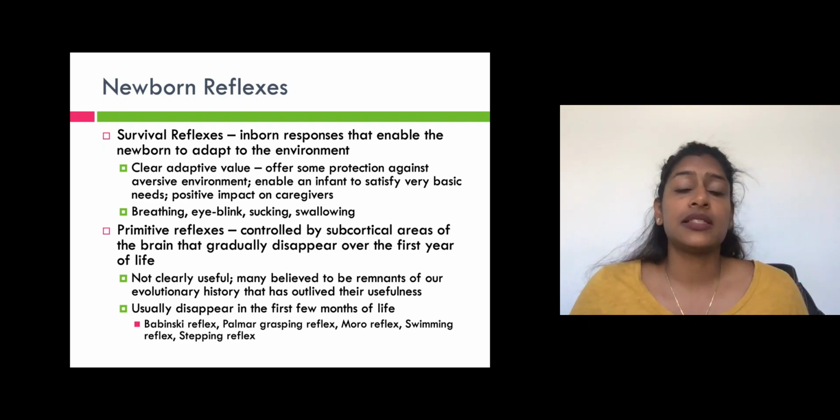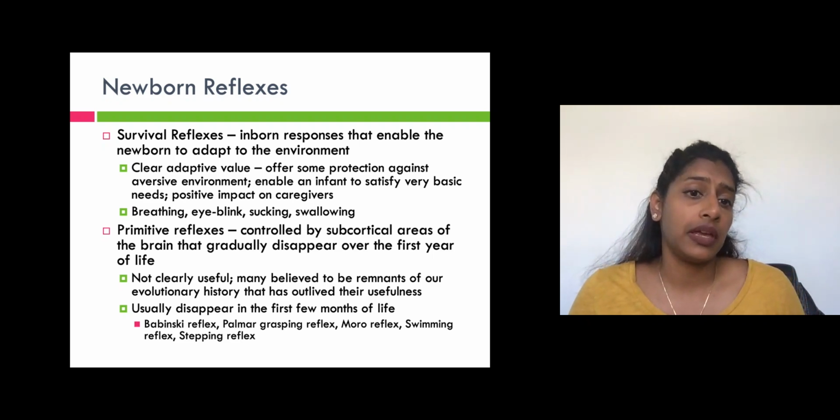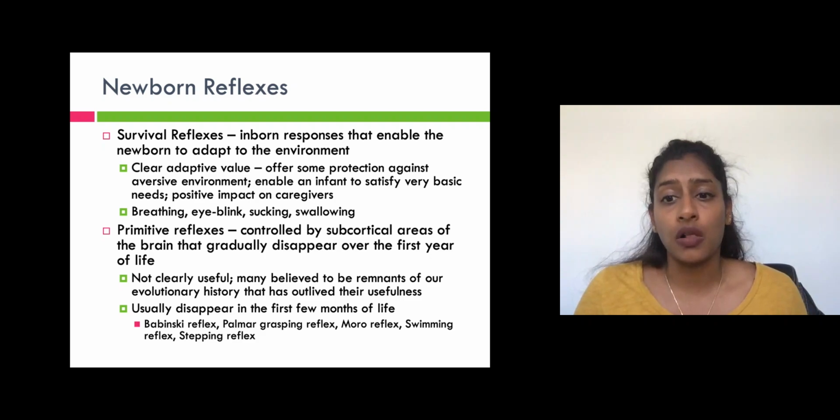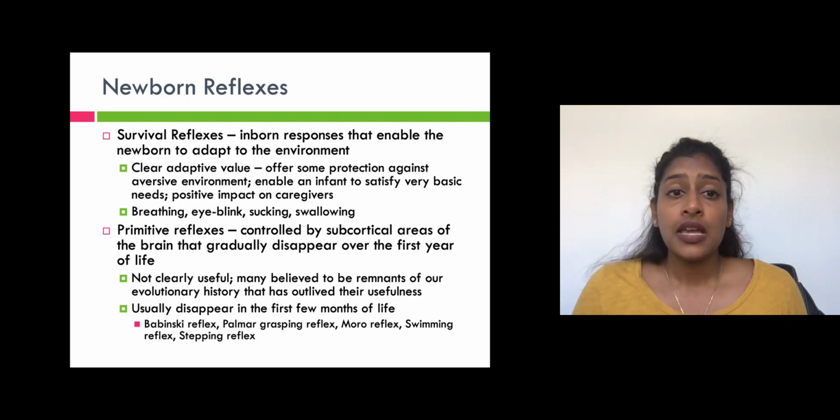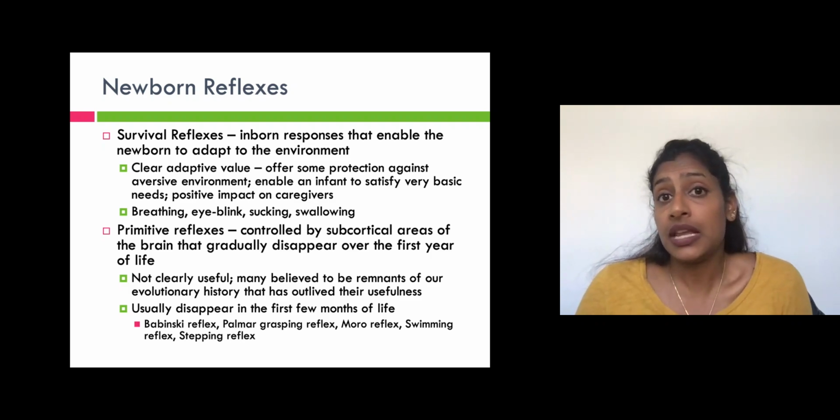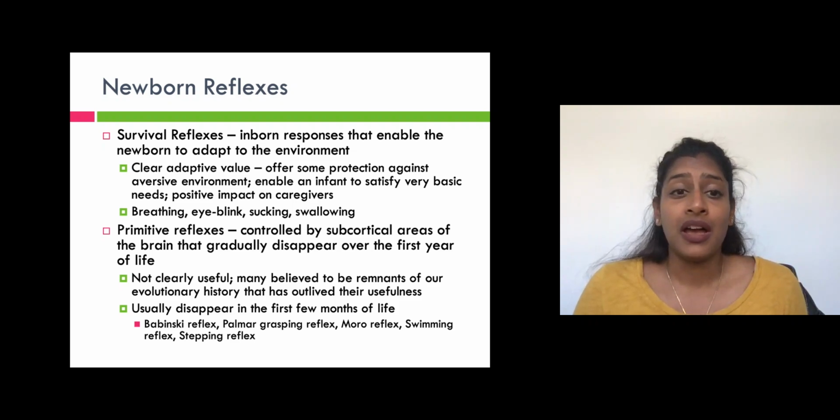So some things like breathing, eye blinking, sucking, swallowing, these are all survival reflexes. These are going to be inborn responses that allow us to adapt to our environment. We need them, right? Without them, we would have some real serious problems.